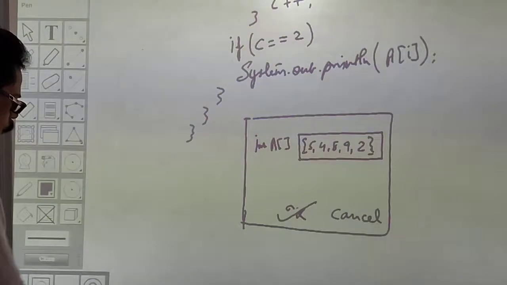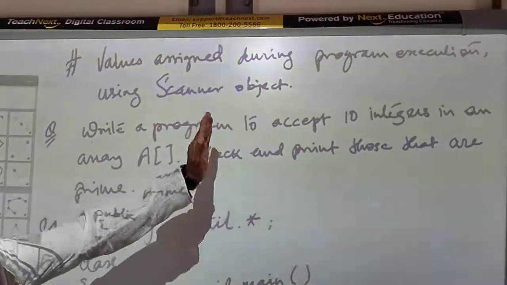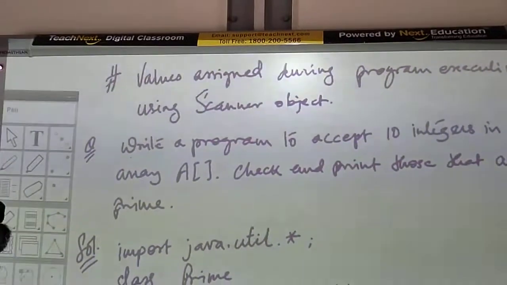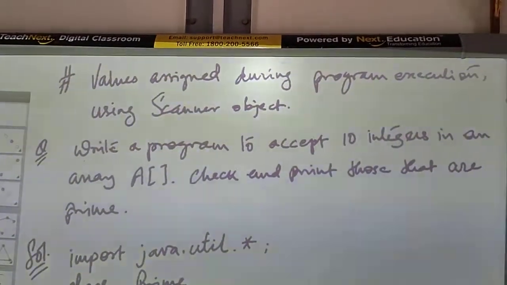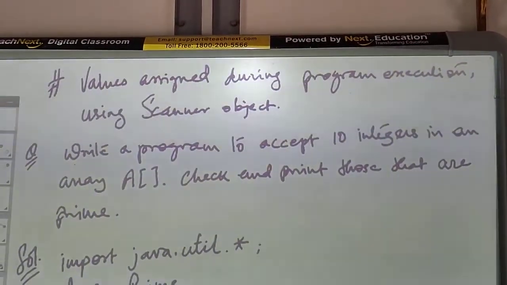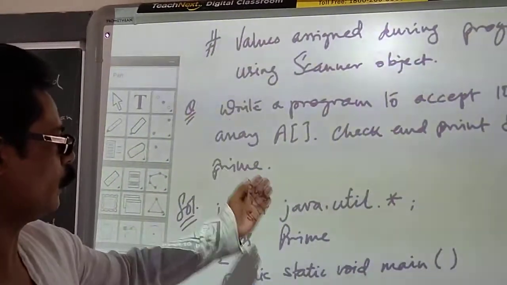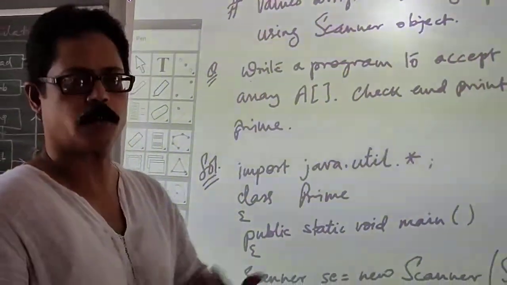That is, we move on to the third type, that is using a scanner object. So values are assigned during the program execution with the help of a scanner object. That means the moment we talk about a scanner object, you have to import the utility package, then you have to create a scanner object and then proceed further.